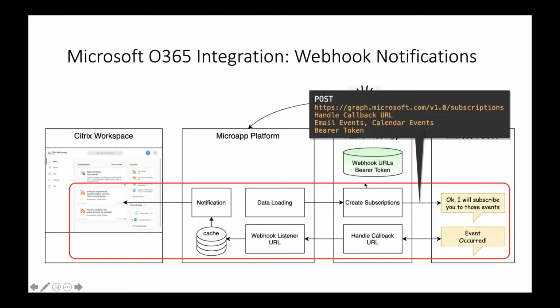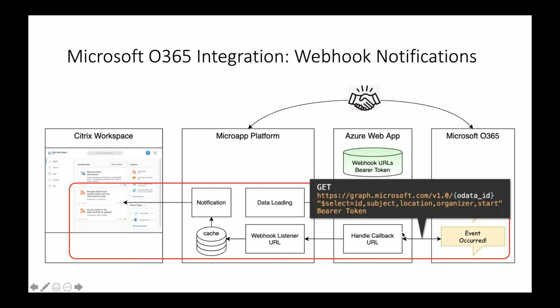Once the middleware has that information, it can then make subscriptions to email events and calendar events on behalf of the Microapp platform. So here we can see it's sending to Microsoft Graph API: please subscribe me to email events and calendar events. Here's a bearer token. I'm authorized to do this. What it also sends is the handle callback URL, because what we want is for our middleware to intercept the events, as you can see on the line below here.